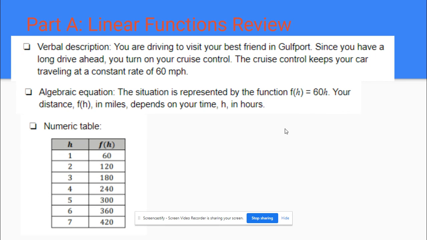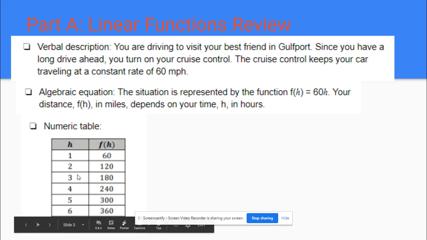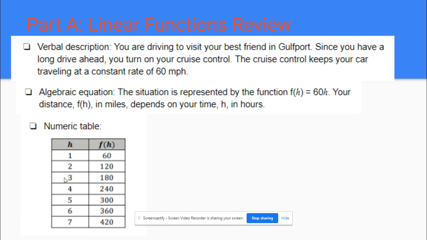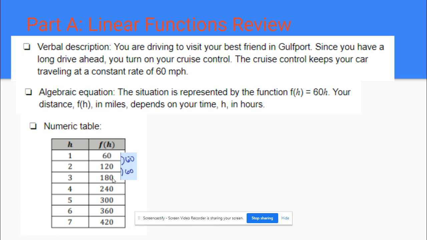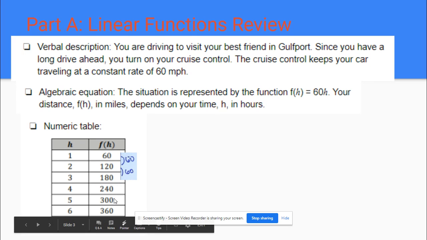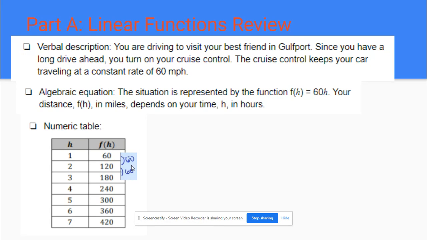We can look at this function in a numeric table where h is your independent variable. Those are your hours traveled. So if I traveled for 3 hours, f of h, or my total distance traveled in miles, would be 180 miles. These are my ordered pairs. If I traveled for 5 hours, I would have driven 300 miles. If you notice, each of the dependent variables is increasing by 60. That constant rate of change, whether it be increasing or decreasing, tells us that this is in fact a linear function.